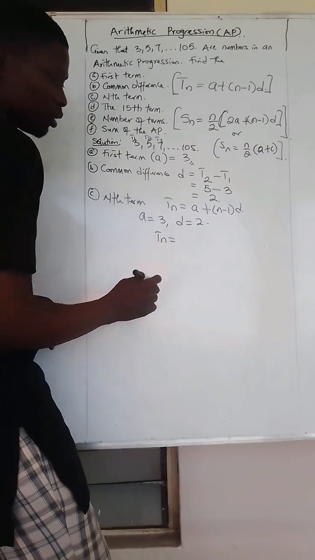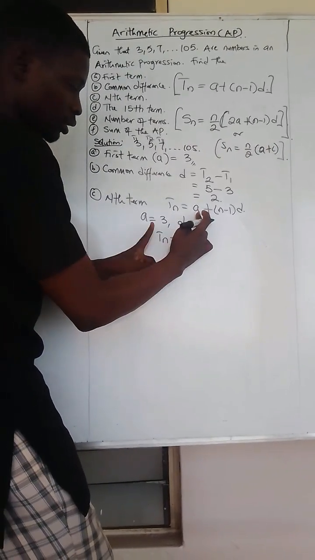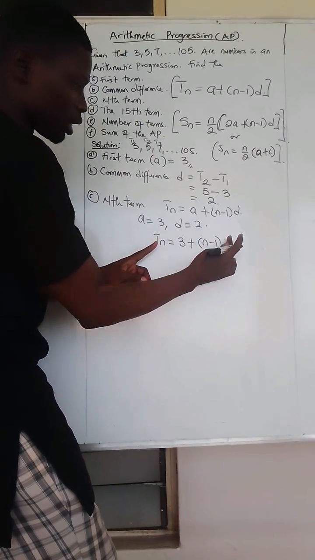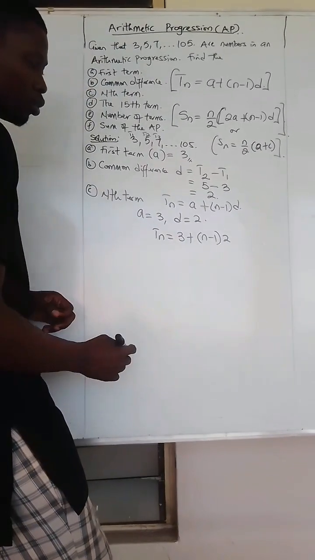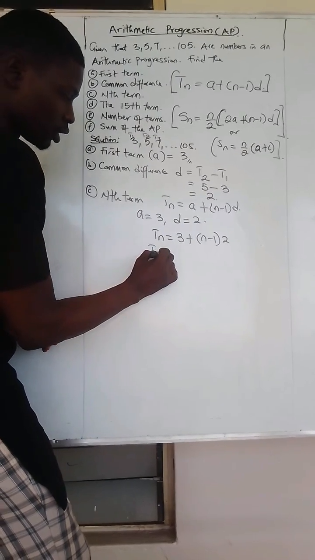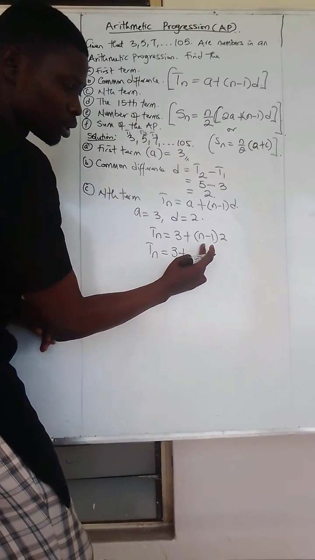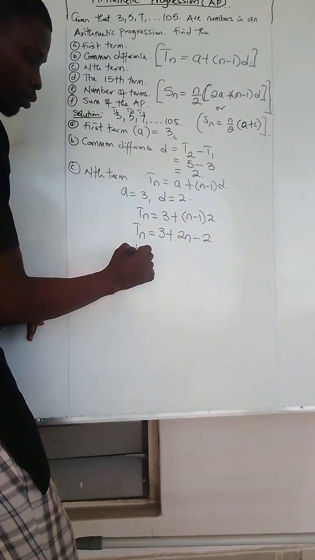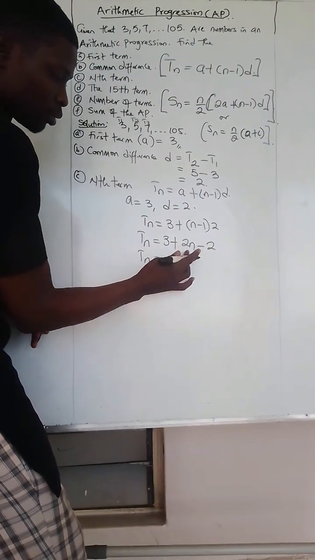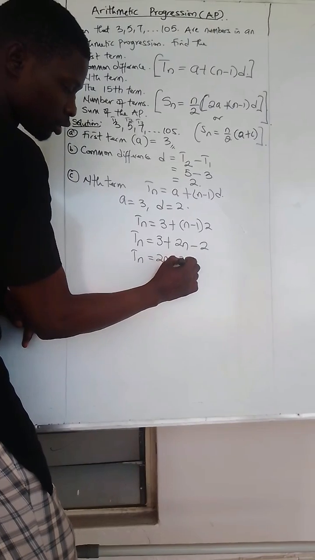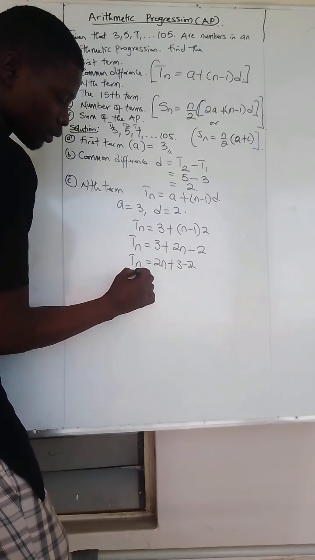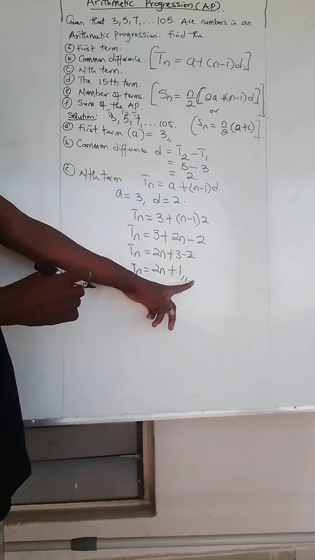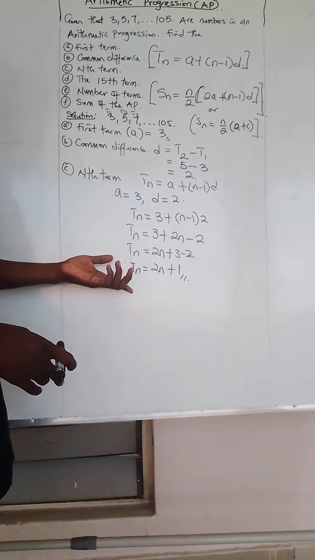So our Tn will be equals to a, now is 3. So we'll put in 3 plus, open our bracket, n minus 1, and then our common difference here is 2. We can expand this. Tn is equals to 3 plus, if we multiply this, expand this, we're going to be having 2n minus 2. Tn will be equals to 2n plus 3 minus 2. And our Tn will be equals to 2n plus 1. So this is our nth term. Nth term, like I said, is a formula.